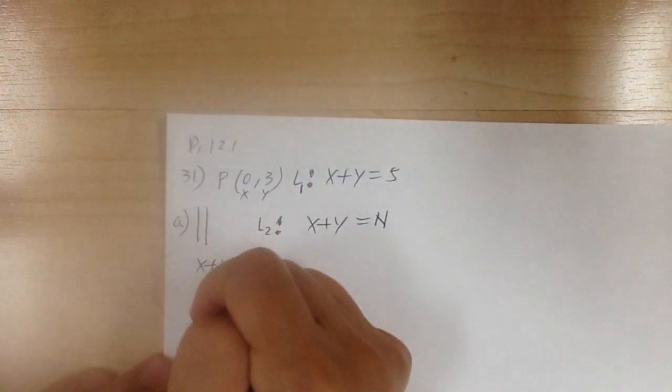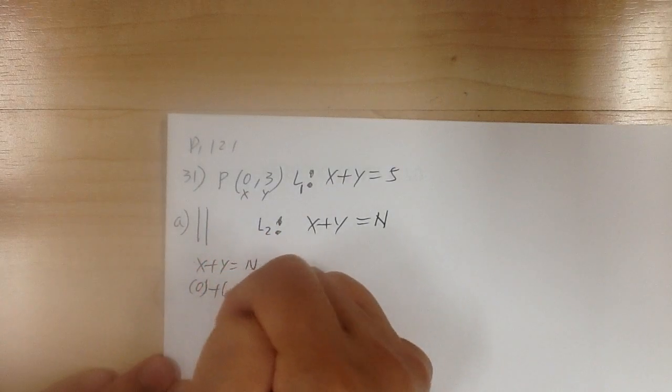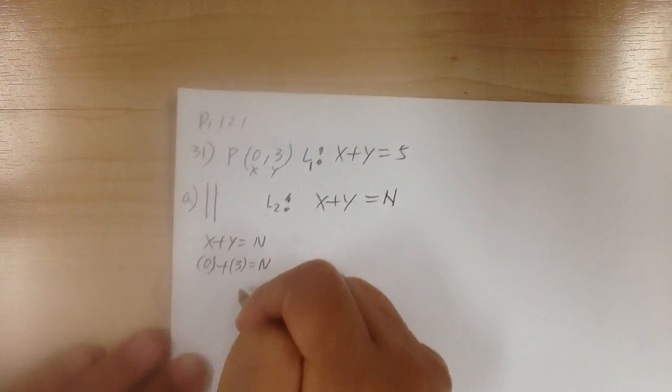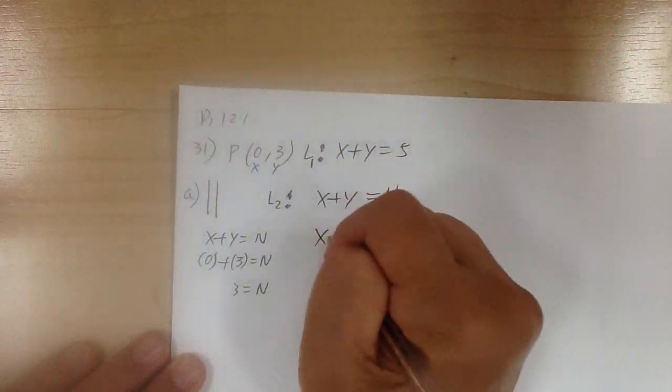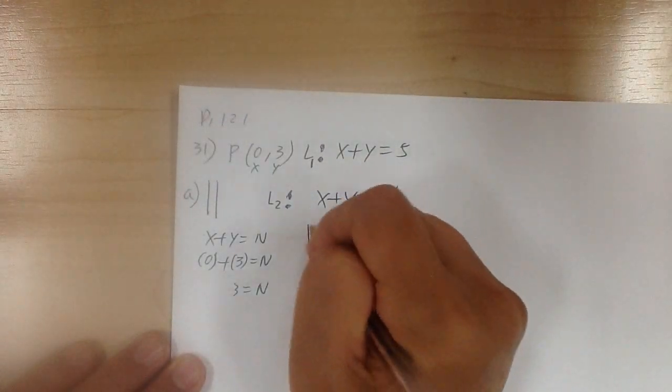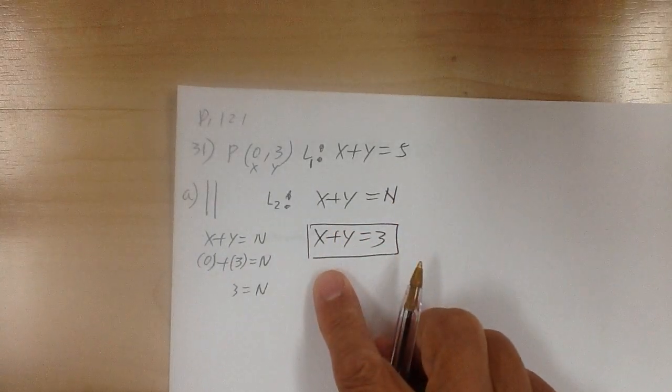So substitute. So 3 equal to the number. So the n equal to 3. So you're going to get x plus y equal to 3. And that is your parallel line.